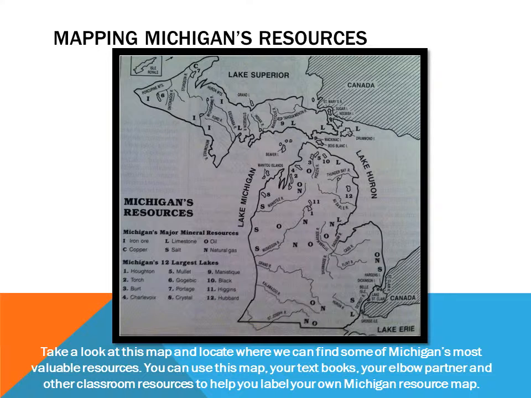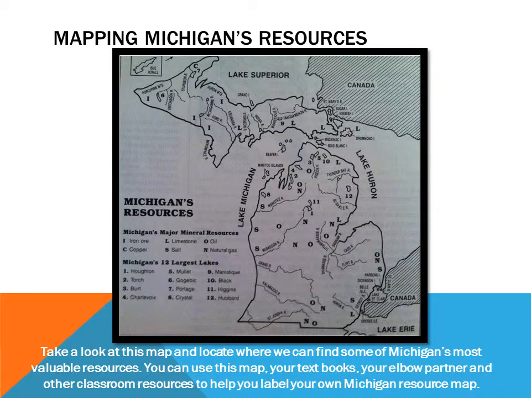Take a look at this map of Michigan resources. We're going to be using this map and our textbooks to help us label our maps that we're going to make on Microsoft or with the paint program. And we're going to be labeling with pictures that we find either on the internet or using the clip art from Microsoft Word. And we're going to label our own map. If you see here in this key, they use the capital bold letters and some numbers to label their map.